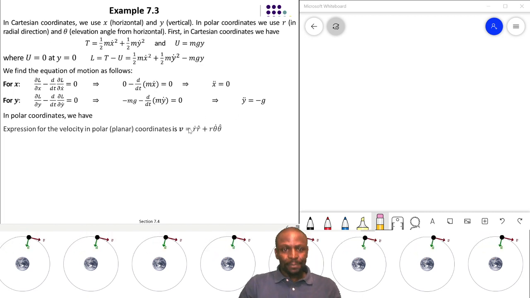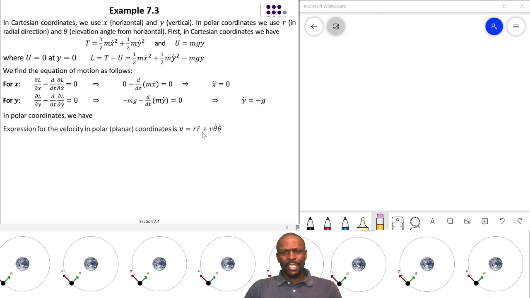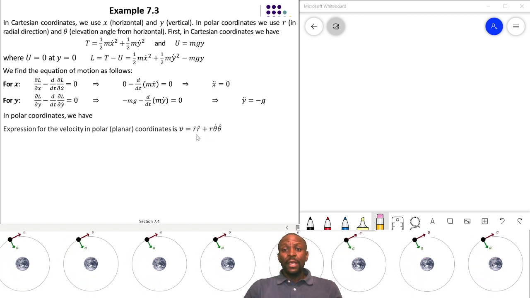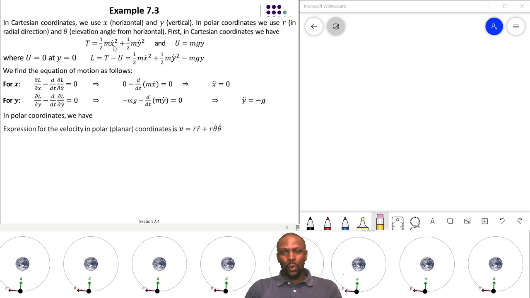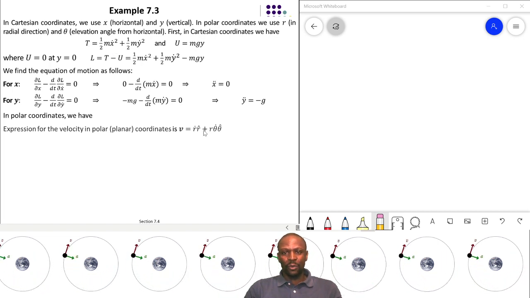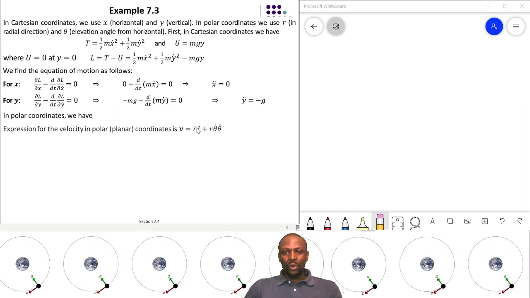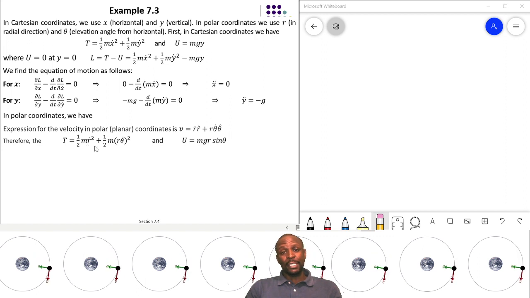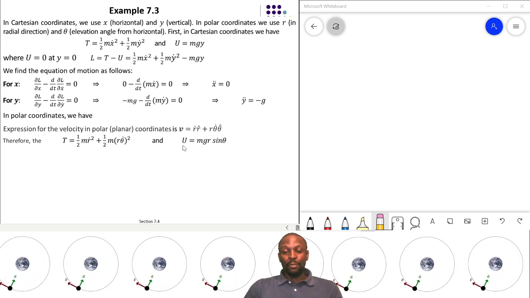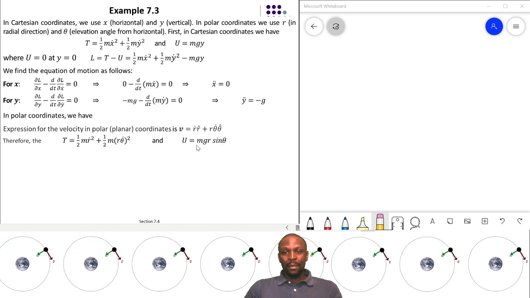But now in polar, we have the expression for the velocity. The expression for the velocity in polar coordinates is just given by this equation. For us to be able to get the kinetic energy, we just have to get the square of the velocity. Therefore, you square this term, which will just be r dot squared plus r theta dot all squared. Now, if you plug that into the kinetic energy term, this is what you are going to have. And the potential energy will just be given by this term.